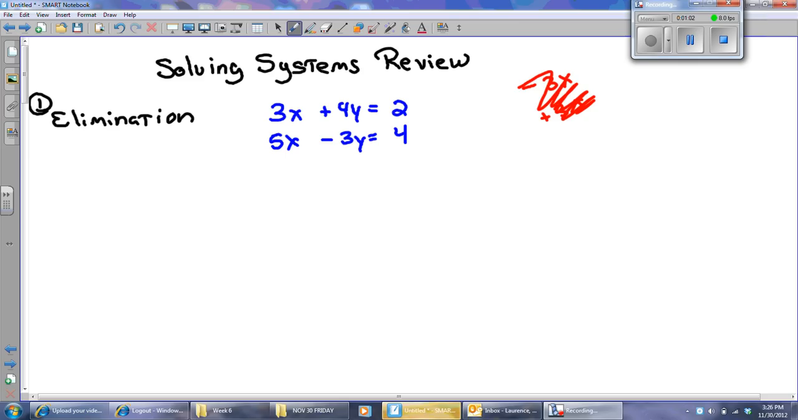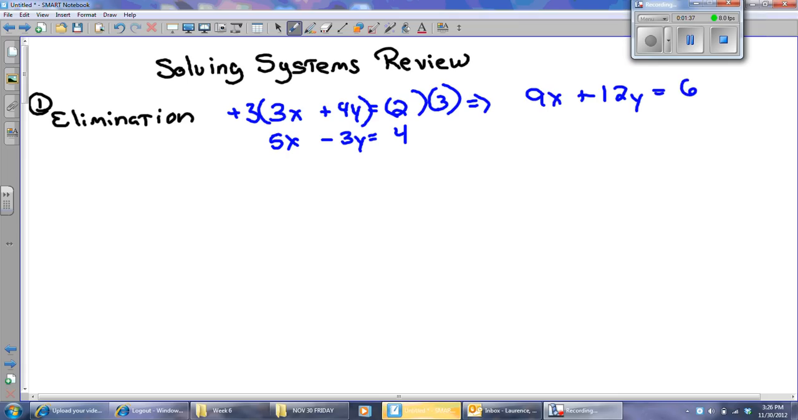Okay, but I don't happen to have that, so I can adjust both equations to get it. Well, sometimes I only have to adjust one. In this case, I'll have to adjust both. Now I could eliminate the x's, or I could eliminate the y's. I think in this one I'm going to choose to eliminate the y's, and I'm going to do that by multiplying through by a +3 on the top equation, and that will give me 9x plus 12y, and that'll equal 6.